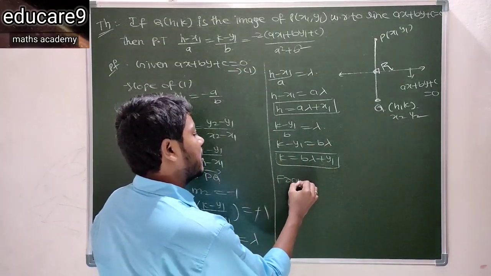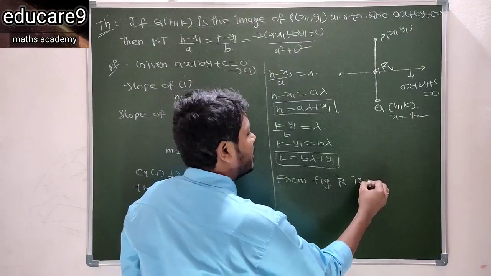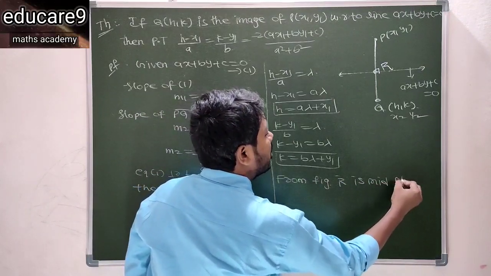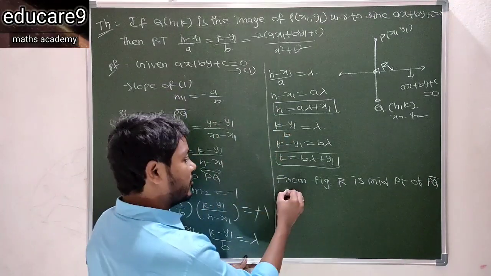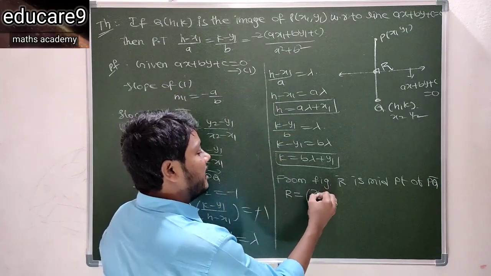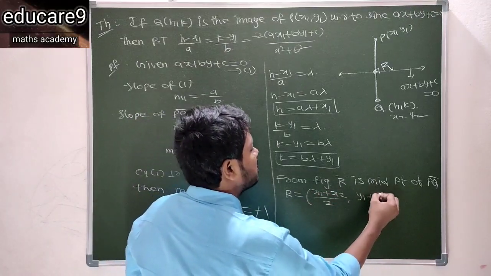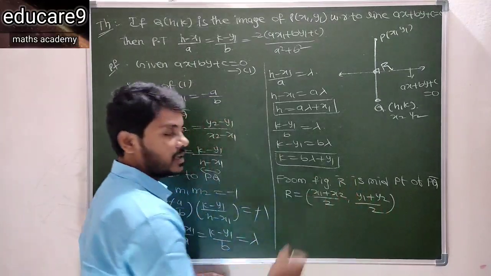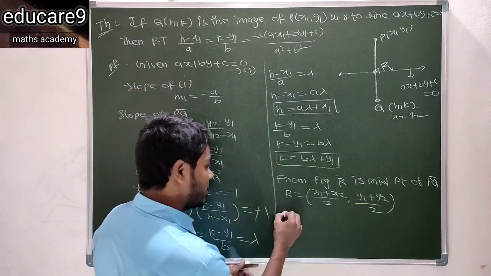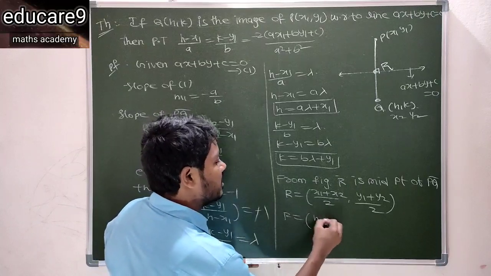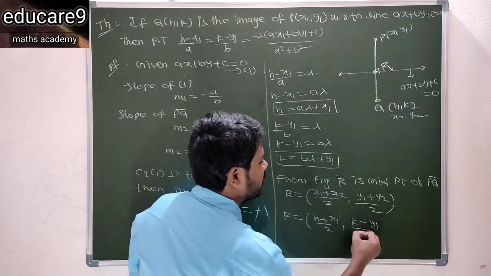So from the figure, R is the midpoint of PQ. So therefore R is equal to what? (x1 plus x2)/2, (y1 plus y2)/2. So clearly what is that? (x1 plus h)/2. So write R is equal to ((h plus x1)/2, (k plus y1)/2).